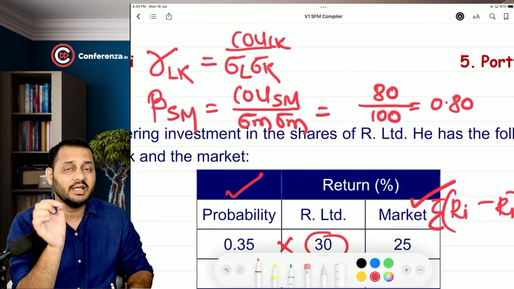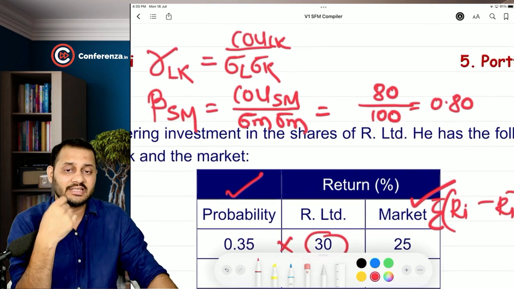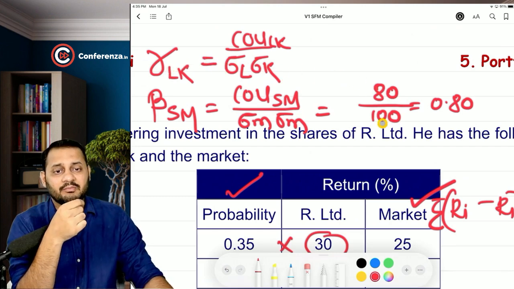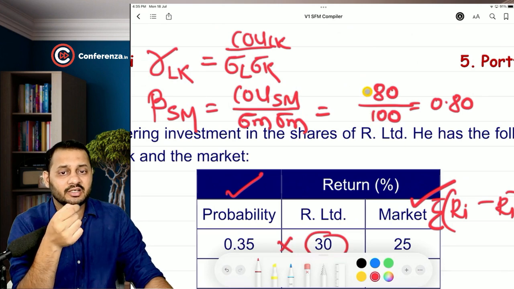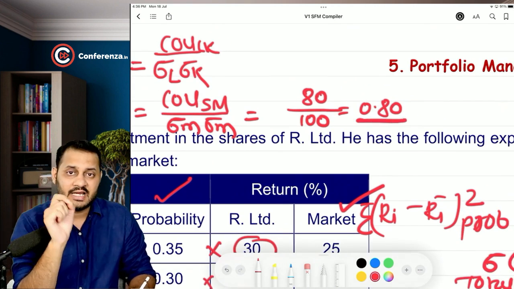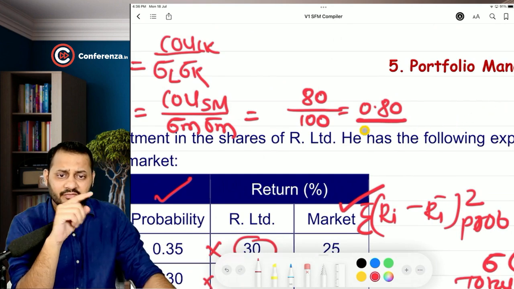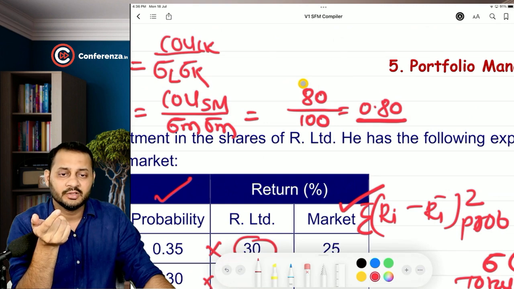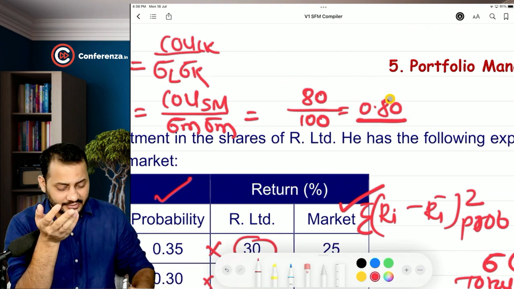Again, it will be interpreted in the same manner we used to interpret the correlation coefficient. If the market's risk is 100 and the stock's risk is 80, the beta of the stock will come to 0.80. That means it is less risky than the market, and we can clearly see the market's risk is higher than the stock's risk. So that's why the beta is coming to 0.80.